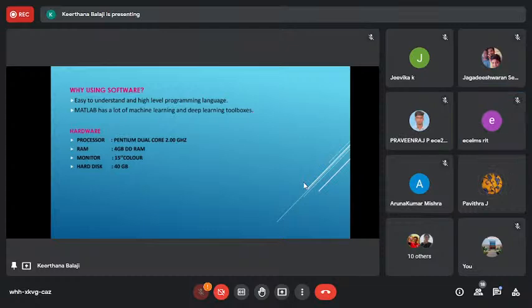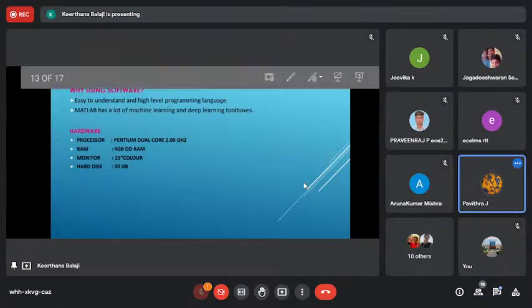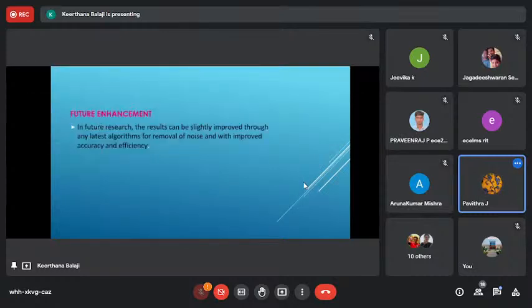Okay, ma'am. And 4 GB DDRAM, a 15-inch color monitor, and the hard disk is 40 GB. Now, future enhancement. In future research, the results can be slightly improved through many of the latest algorithms for removal of noise, and with improved accuracy and efficiency.